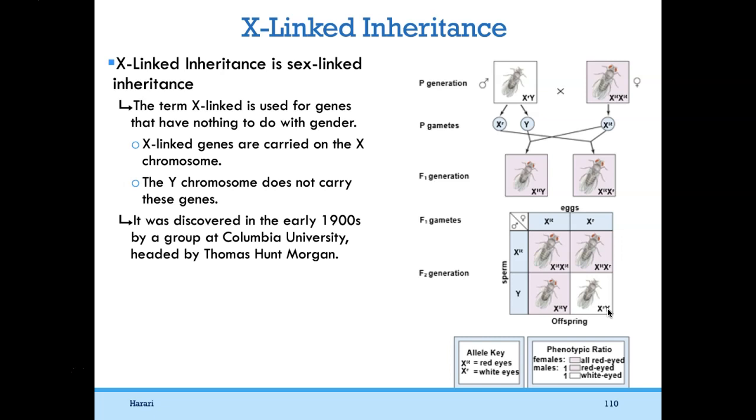X-linked inheritance was discovered in the early 1900s, headed by Thomas Hunt Morgan, who is one of the most famous geneticists. He worked with fruit flies. And fruit flies are really easy to work with because they can be used very cheaply. They reproduce very quickly. You can keep lots of them in the lab. Very cheap, easy to find.